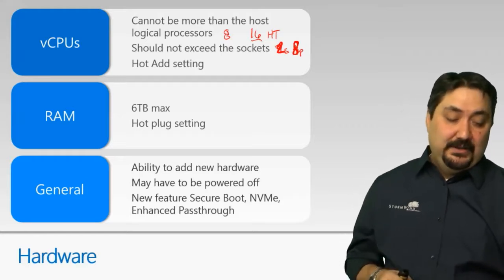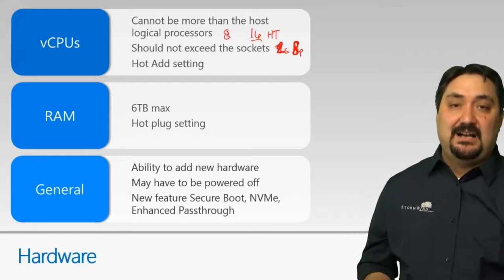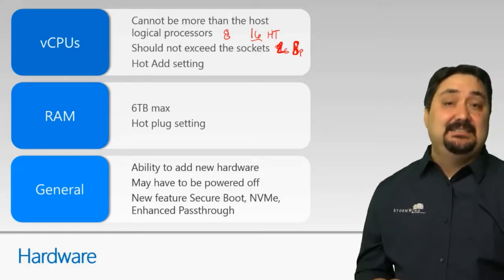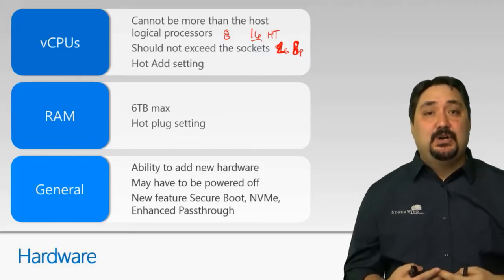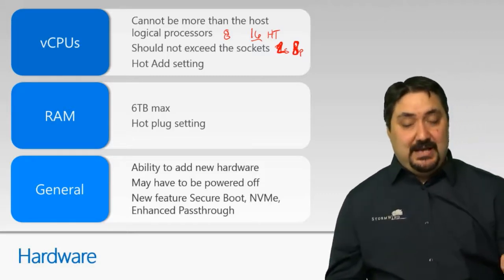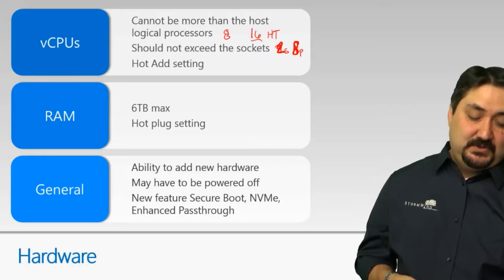So be very careful. If you over provision the number of sockets, you're automatically creating contention for one virtual machine. That's a bad deal. So don't do that. Follow the number of sockets. I'll show you how to do that when we get into the actual demonstration.